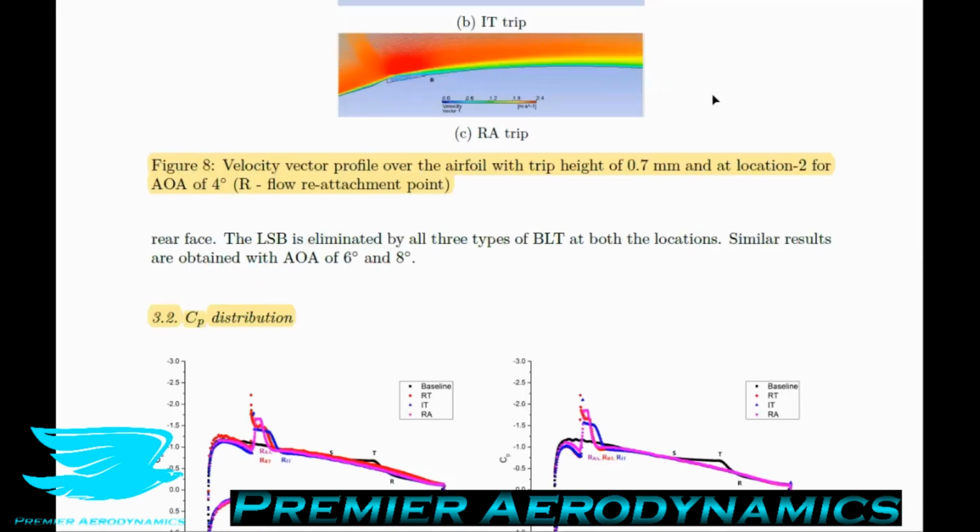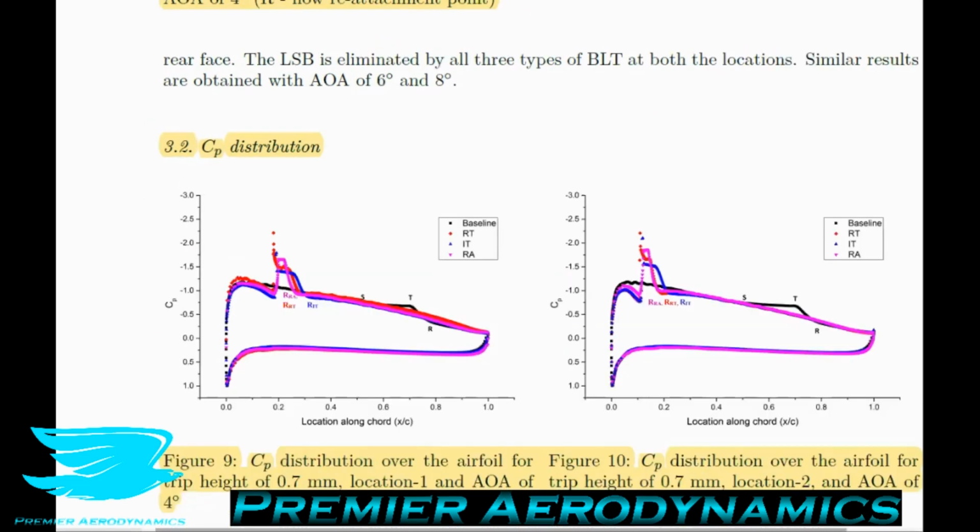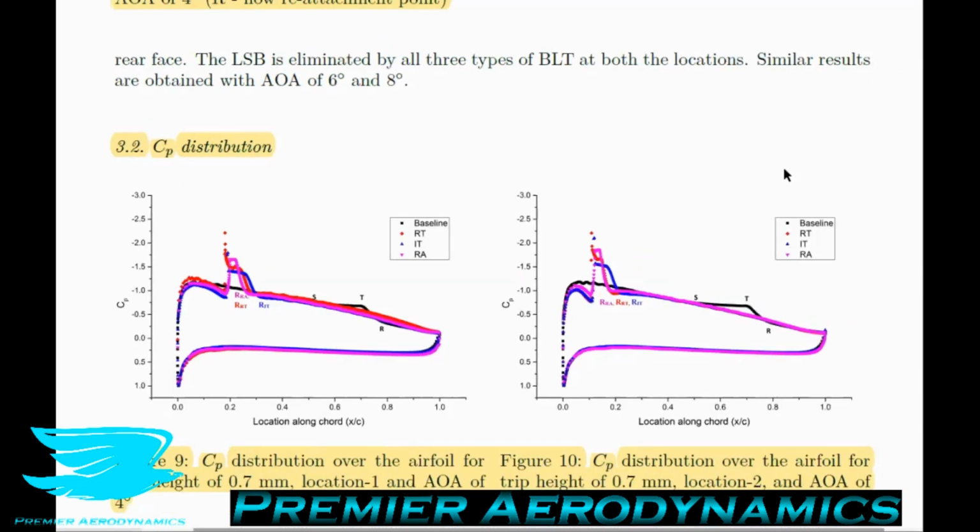Okay, so what about the pressure coefficient distribution? We looked at the streamlines effectively, but the pressure coefficients are quite interesting because they show you effectively how much lift is being produced over the surface. The pressure coefficient distributions are plotted in figures 9 and 10 for the trips of 0.7 millimeter heights with angles of attack of 4 degrees, with the trips located at locations 1 and 2, so 17% downstream and 10% downstream. The suction peak of all the trip airfoils lies below that of the baseline airfoil.